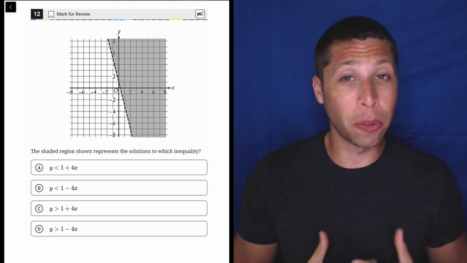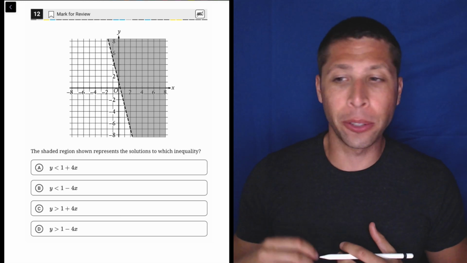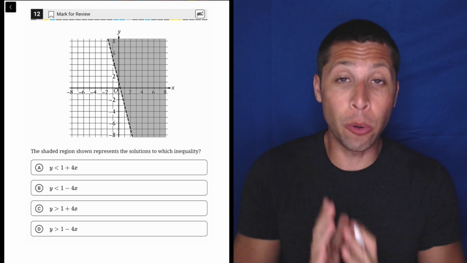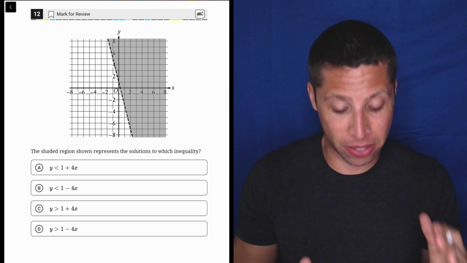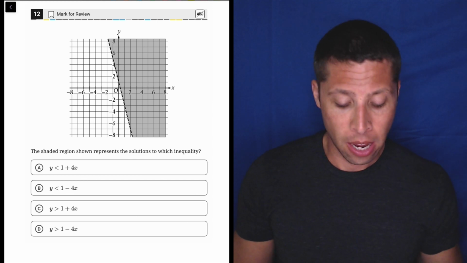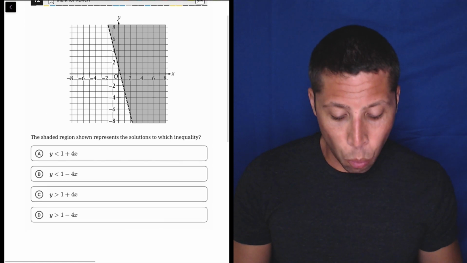All right, let me start by showing you the way that the textbook would tell you, the way that's definitely faster, but also more prone to error. So hopefully you are just so good at this that there's no chance of mistake. What we have here is a line and an inequality. Treat them as separate ideas. First, let's solve the line. What is the equation of this line?